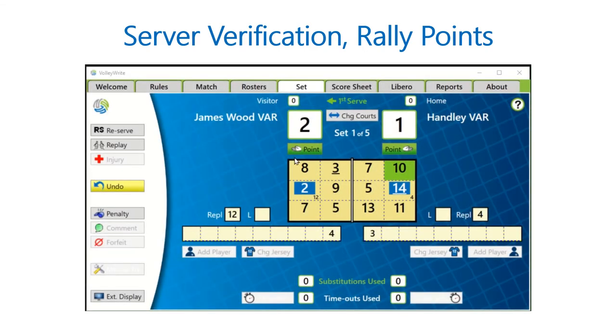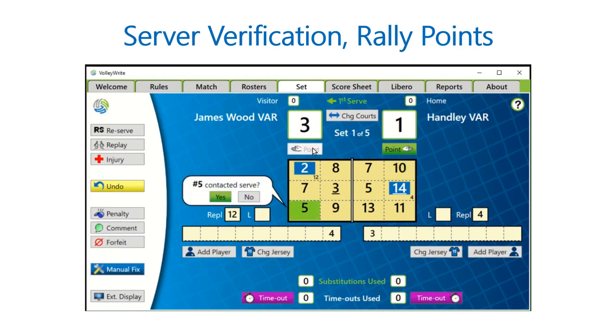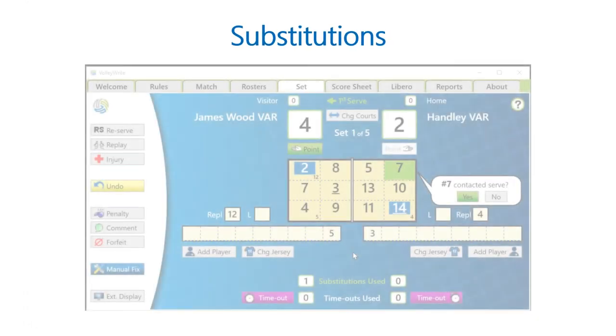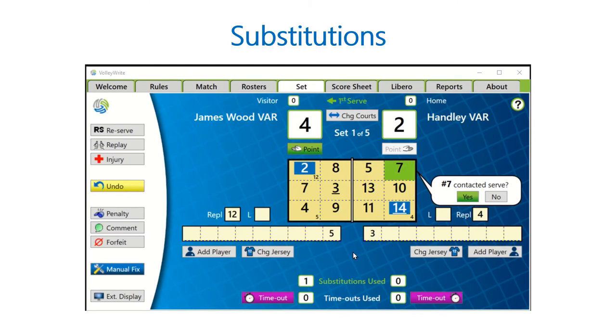Award rally points using the buttons below the scores. There is built-in debounce, so don't worry about accidentally double-clicking and awarding 2 points for the same rally. Enter substitutions by clicking on both players involved. This can be done in any order, bench to court or court to bench. However, if you select a player on the bench who's already been on the court, VolleyWrite shows you where they can go by highlighting that service position with a yellow circle.